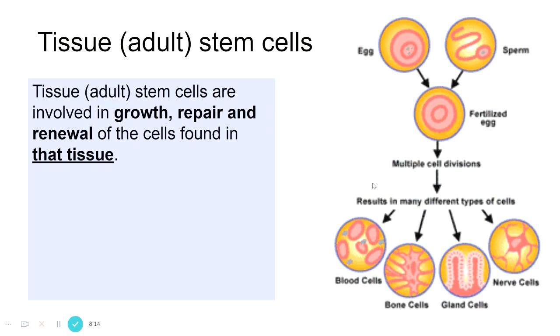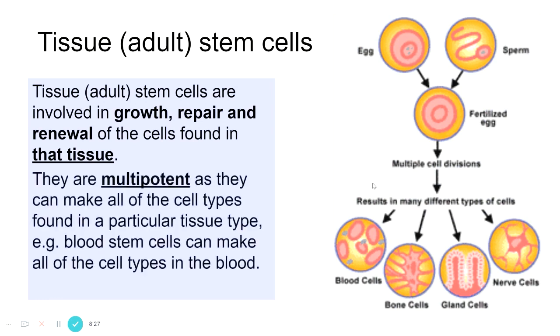They tend to be involved in growth, repair, and renewal of the cells found in that particular tissue. So, for example, a bone marrow stem cell would be involved in regenerating and repairing new blood cells. Because they cannot become anything, a bone marrow stem cell could not give rise to a new nerve cell. It can only give rise to new blood cells. They are known as multipotent. So they can become multiple cell types, but not all.